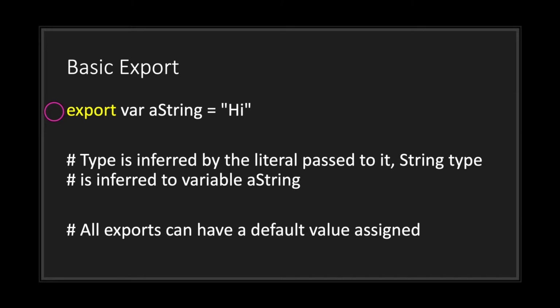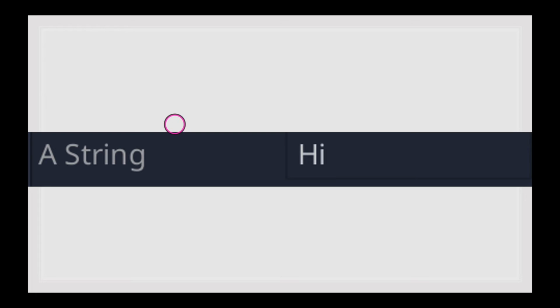As you notice here, we have the export keyword followed by a regular variable declaration. In this case, what we're doing is assigning a default value to our variable. When we assign a default value, the type of your variable is inferred by the literal value passed to it. In this case, because we're passing a string value, the data type is going to be a string. This is what it looks like in the Godot App Editor. You'll have your name followed by your default value. Now, keep in mind, if you were to put in a different value here, you will override the default value you put inside your script.